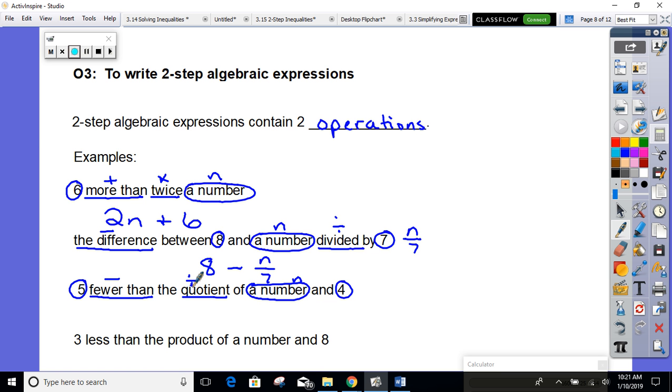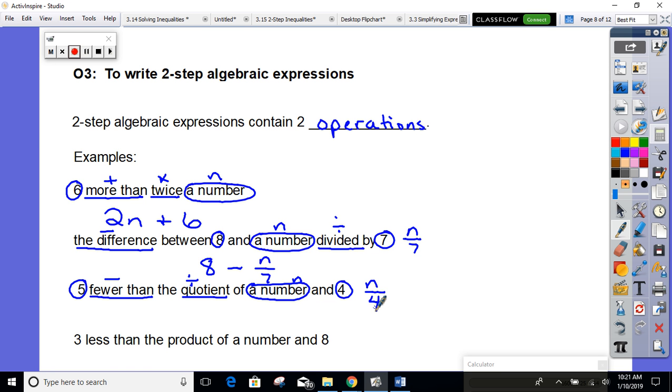Dennis, what two things am I dividing? 5 and 4. No, it says the quotient of what two things? 4 and a number. Yeah, let's start with the number. So a number and 4. So if we're finding the quotient of a number and 4, what are we going to put on top? N. So we have n over 4.